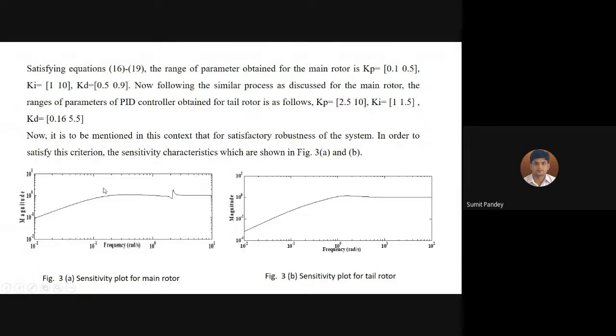So we plot the sensitivity characteristic for both the main rotor as well as the tail rotor. In this sensitivity characteristic, the peak value is not greater than 2 and the transient value is approaching towards 1. That is the criterion for the sensitivity for the system to be completely robust. So it can be seen from both figures that the system performance shows the robust characteristic.